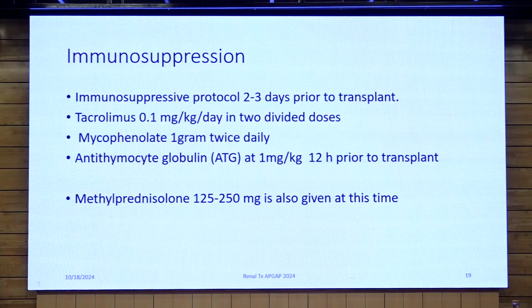So what is done at our institute is the patient gets tacrolimus 0.1 milligram per day in 2 divided doses from 2 days prior to the transplant, along with mycophenolate 1 gram twice daily. Now the key initiation of immunosuppression is with anti-thymocyte globulin at a dose of 1 milligram per kilogram, and this is given 12 hours before the transplant.